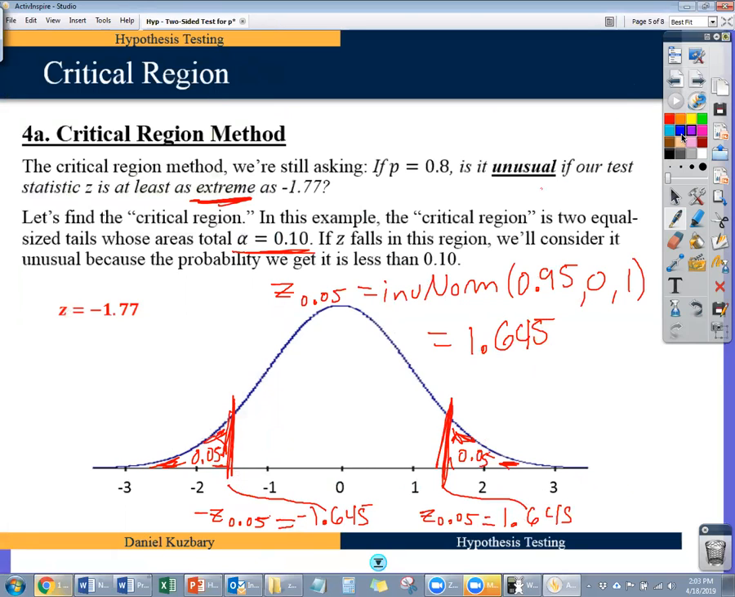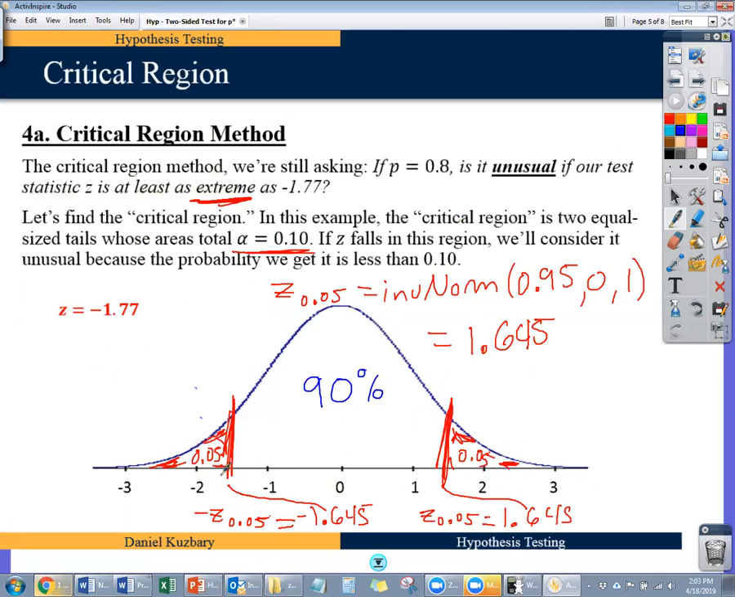So that's our critical region method. What we mean by the critical region is if the statistic falls in this red shaded region, either one of these, we're going to say it's extreme. The chance of it happening is under 10%. And if it doesn't fall in the region, then the chance of it happening is going to be over 10%. So it's going to fall in the common 90%.